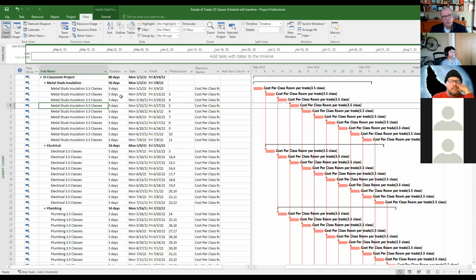We've got every week, Metal Studs Insulation, this trade's going to do 3.5 classrooms. Now, this is what we would call, in this particular example, a linear schedule. It's also referred to as an LOB or line of balance schedule.